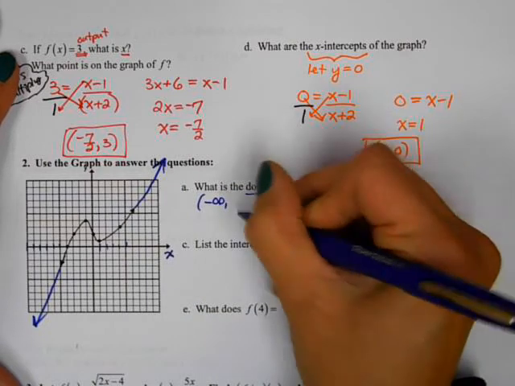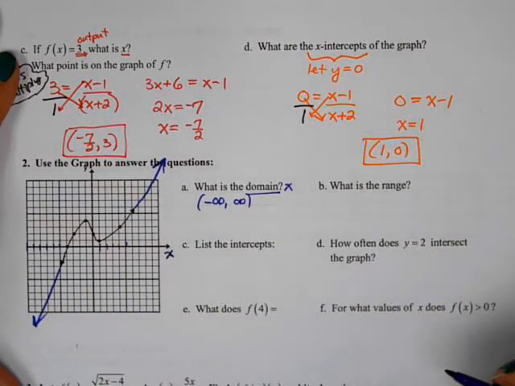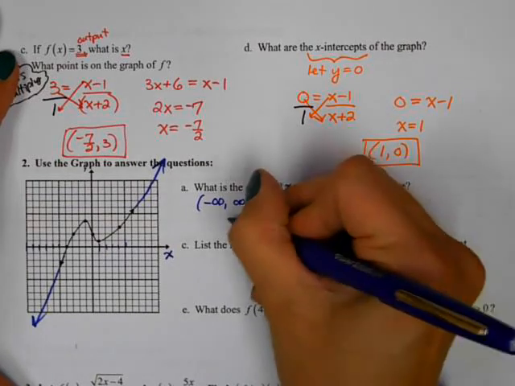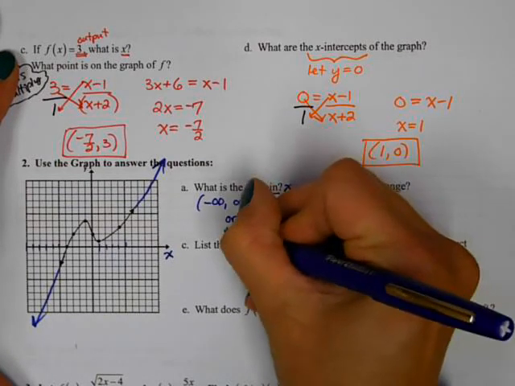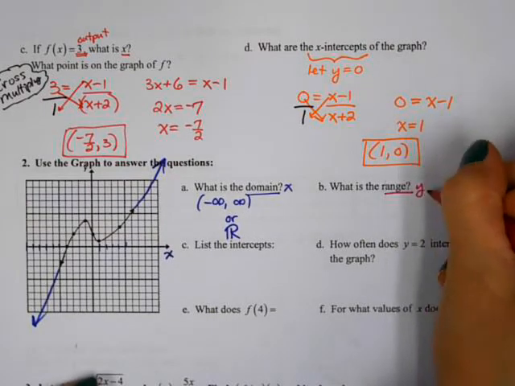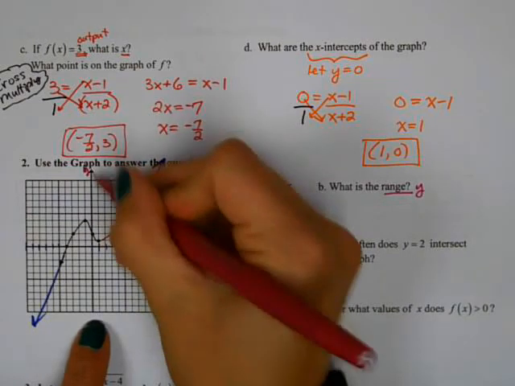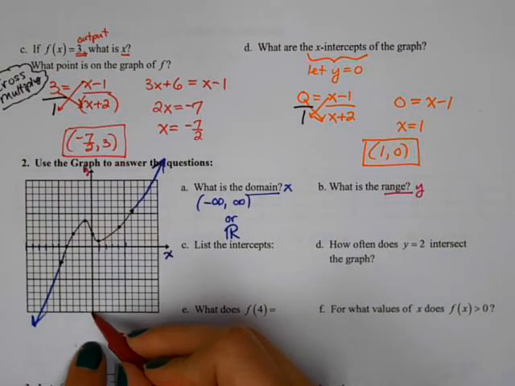The graph is continuous from -infinity to +infinity. Another way of writing that, I could write double bar R. When it says the range, we're going to look at the y values. You're going to look up the y-axis. So you start at the bottom of the y-axis way down here, and you see how far it goes.